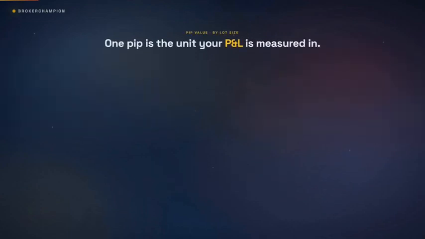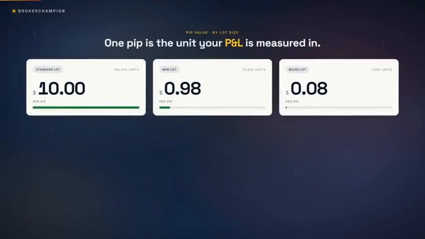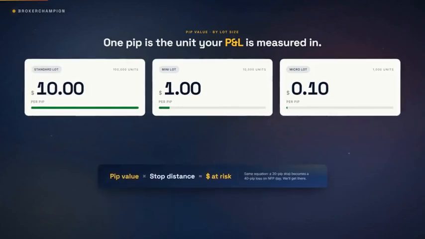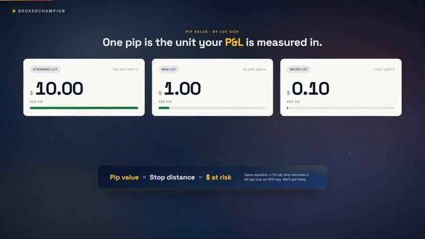Now the money side. 1 pip on a standard lot, 100,000 units of currency, is about $10. Mini lot, $1. Micro lot, 10 cents. That's the Rosetta Stone of Forex P&L. Pip value times stop distance equals the money at risk on every trade you'll ever place. And it's the same equation that explains how a 20 pip stop turns into a 40 pip loss on the wrong day. We'll get to that.